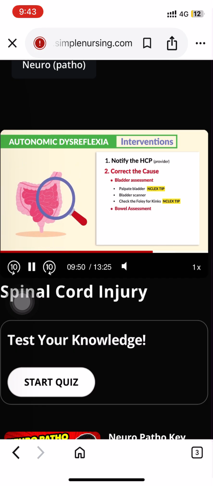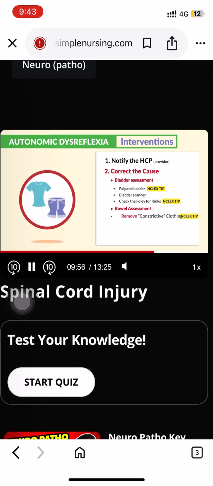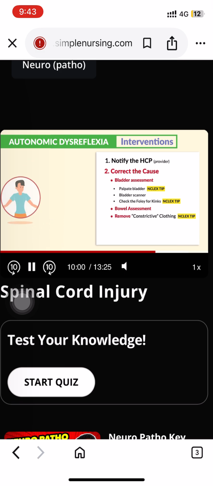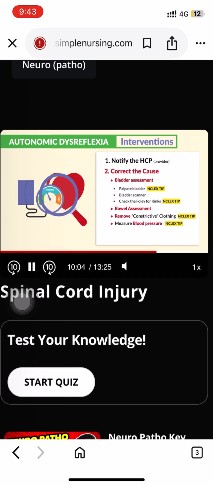Next is bowel assessment. We always look, listen, and feel to the abdomen and check for the last bowel movement. And then remove constrictive clothing, huge NCLEX tip right there again. Restrictive clothing and skin breakdown, also a cause. And then lastly, we put measuring blood pressure because that's not necessarily correcting the cause. It's just taking an assessment here.